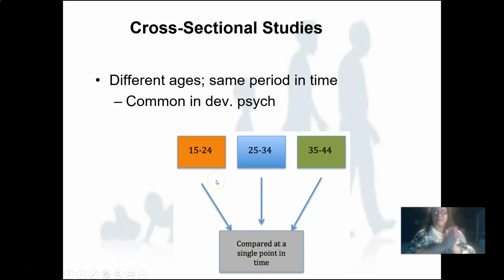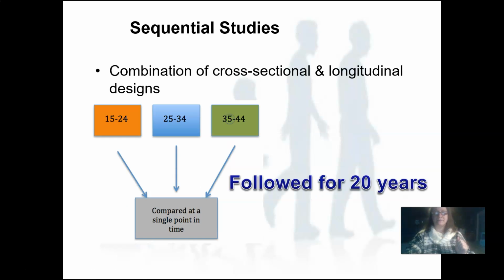And we'll be able to say, okay, 15 to 24-year-olds do less drugs than 25 to 34-year-olds, who do more drugs than 35 to 44 or whatever. Just making that up. That's not data that I have. But it's just saying we get those different ages, we compare them all at one point in time. So I got them all at the mall today.